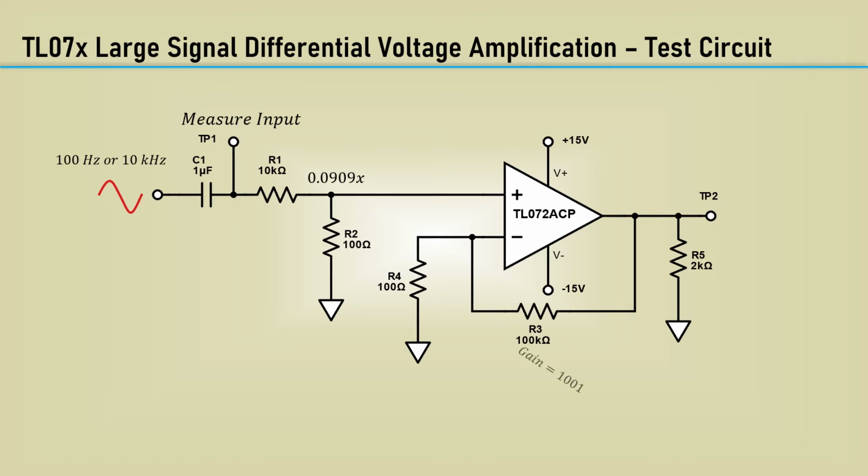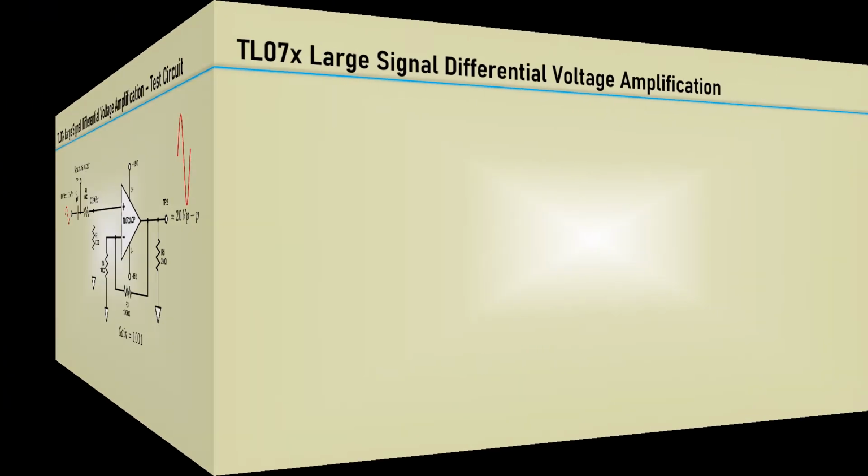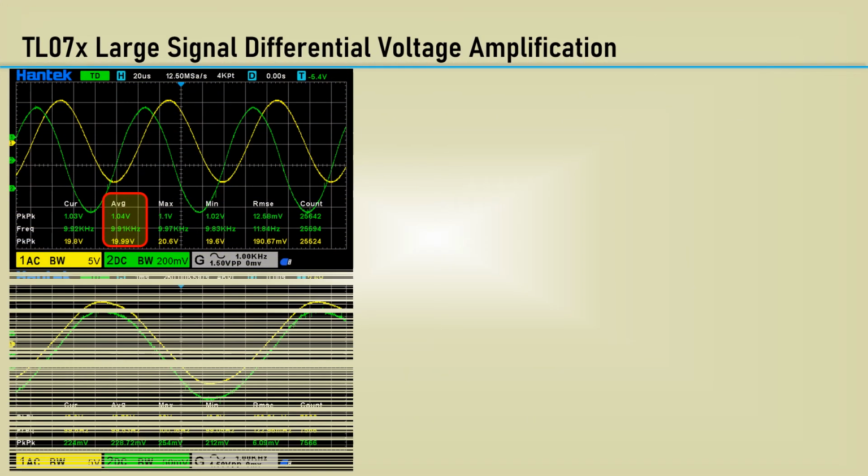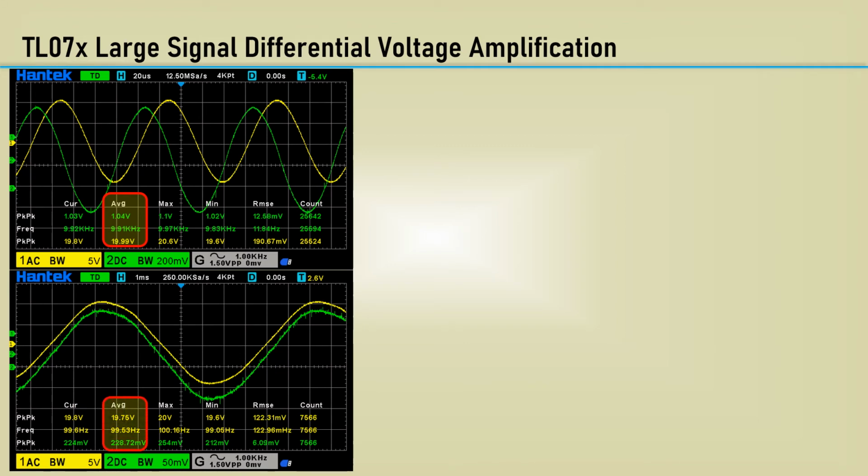I set the gain for the device under test to 1001. I adjusted the input amplitude in each case to have a 20-volt peak-to-peak output at TP2, consistent with the datasheet's plus and minus 10-volt output parameter. Here are the measurements at about 10 kHz and another set at 100 Hz.